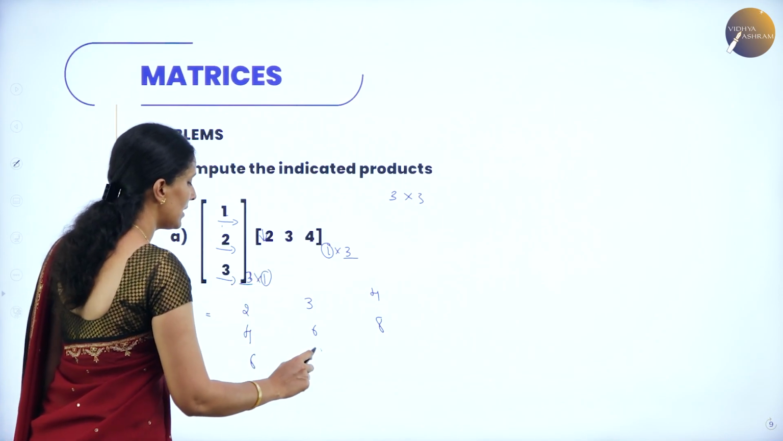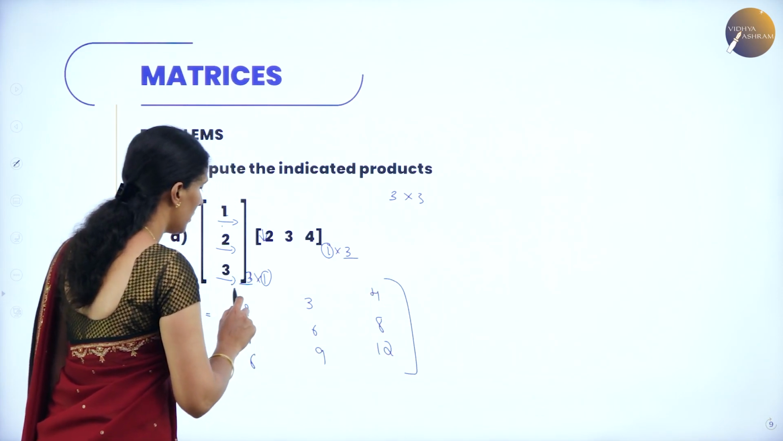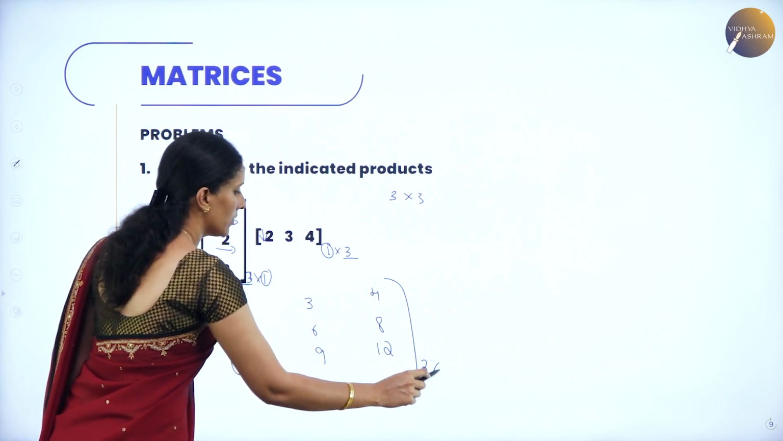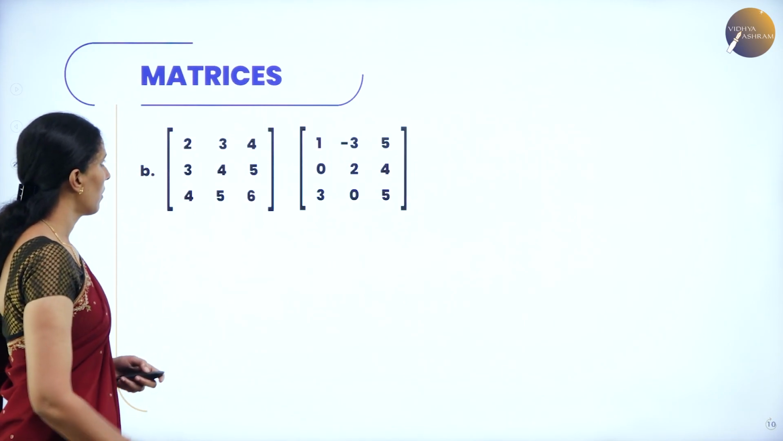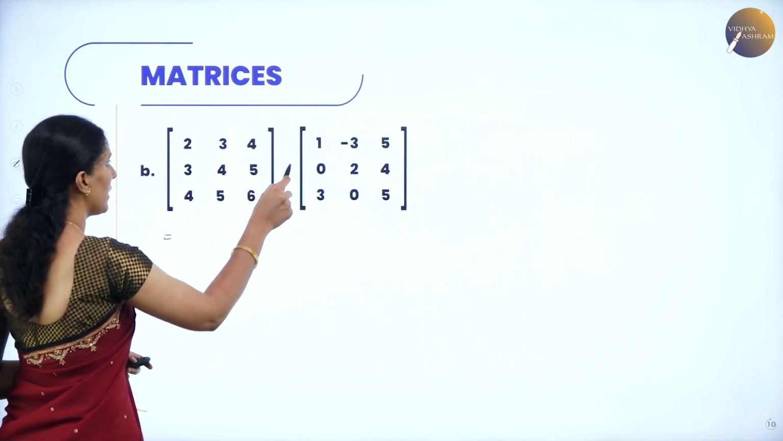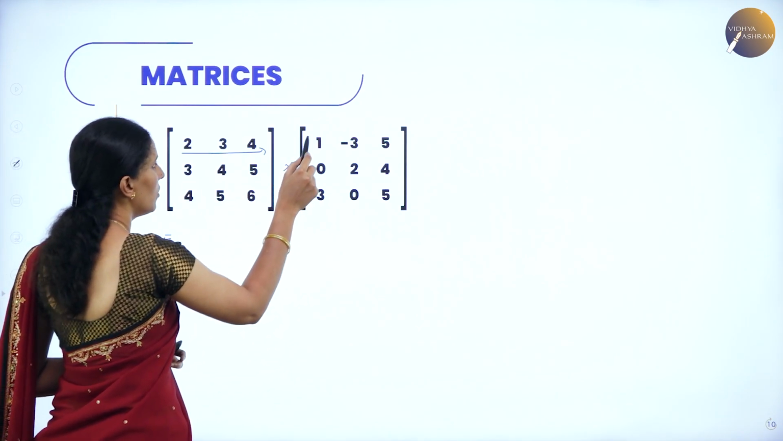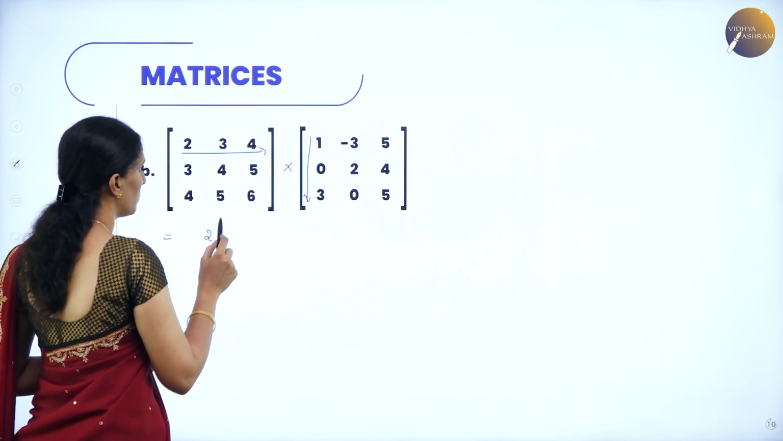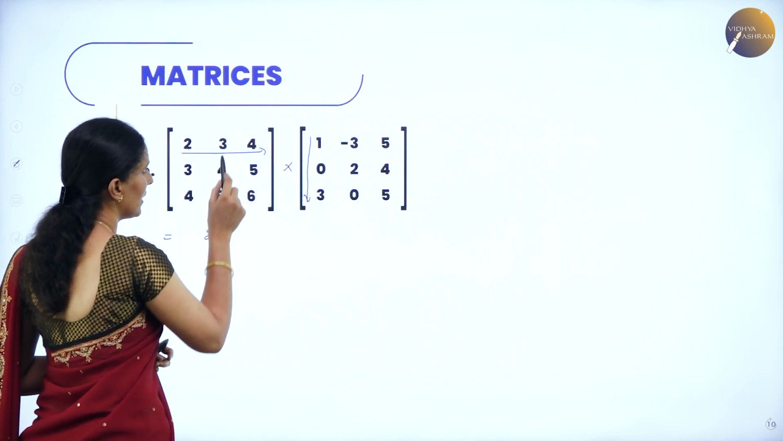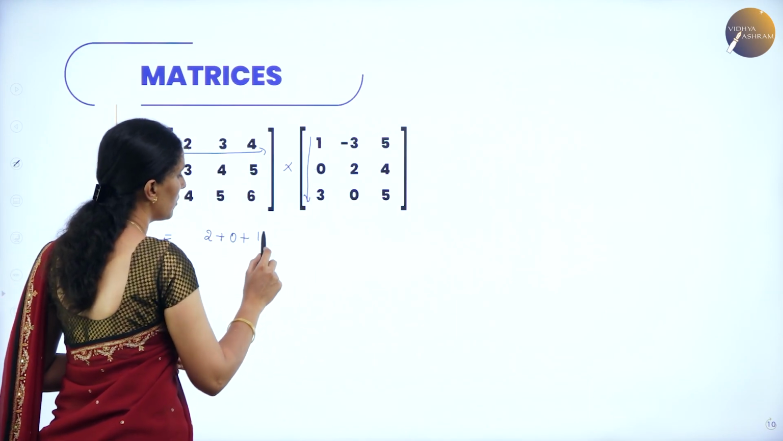Third row, second column. Third row, third column. So this is the new matrix which is of order 3 cross 3. Next one. So we have to multiply these two. So now we have first row, first column elements. So 2 1s are 2. Next, plus 3 zeros are 0, plus 4 3s are 12.